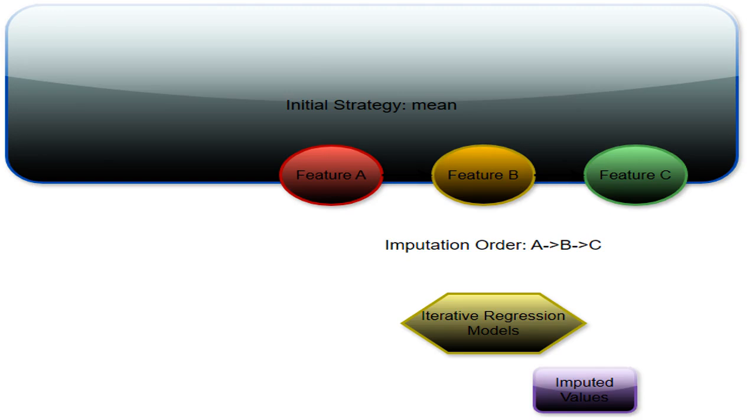I'll start by using the average value of each feature as a first guess for any missing data points. That's what mean means in this context. Think of it as a reasonable starting point before I refine my guesses.